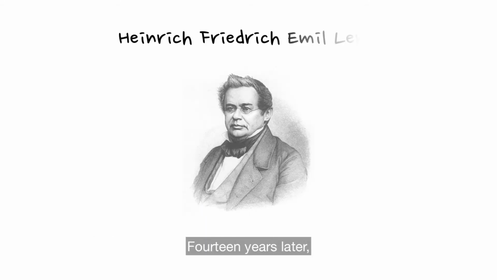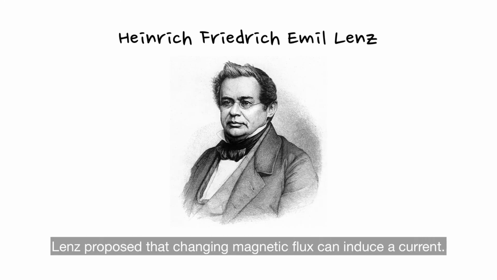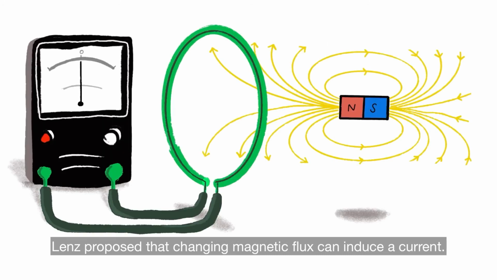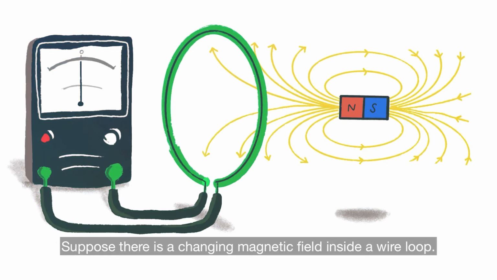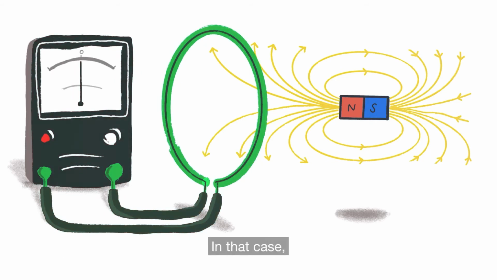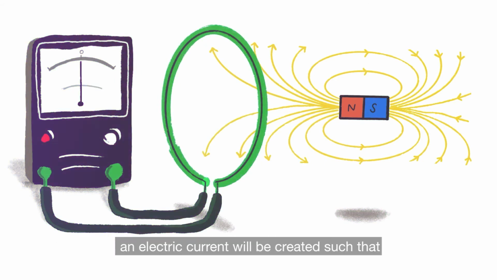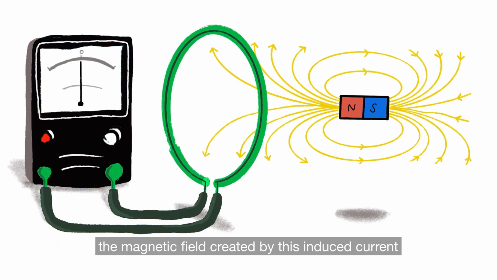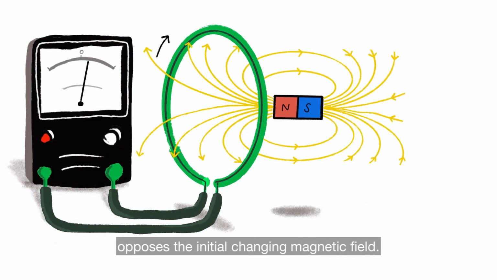14 years later, Lenz proposed that changing magnetic flux can induce a current. Suppose there is a changing magnetic field inside a wire loop. In that case, an electric current will be created such that the magnetic field created by this induced current opposes the initial changing magnetic field.